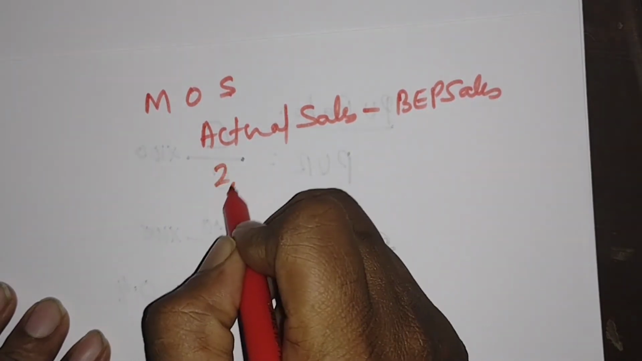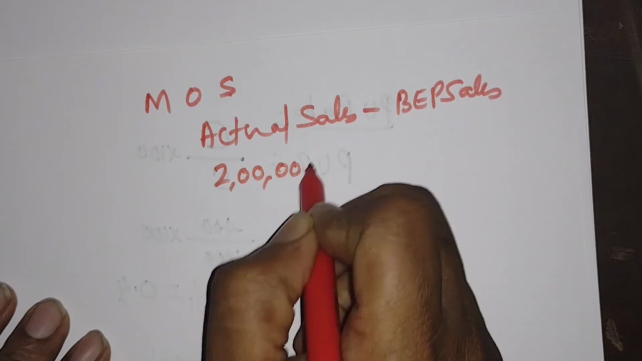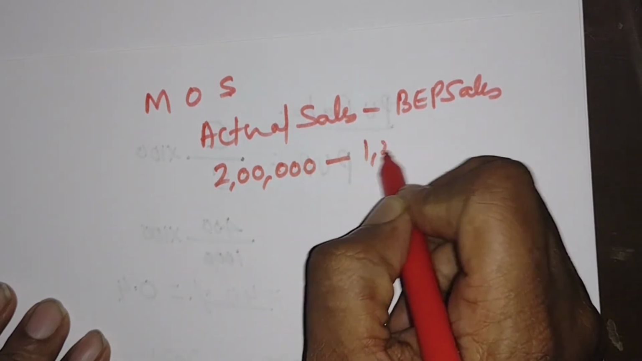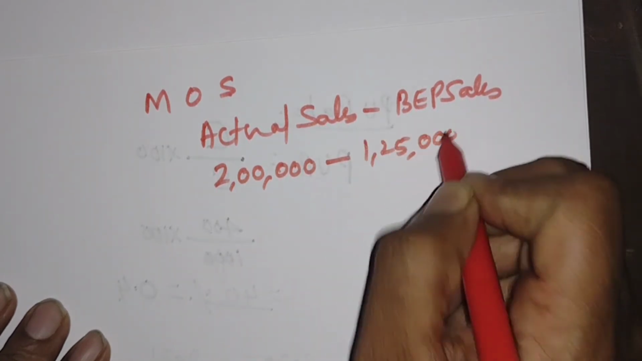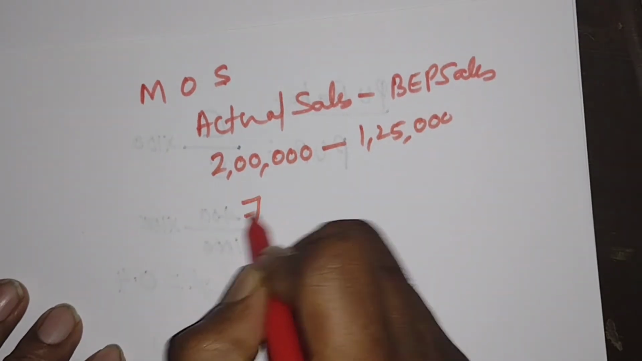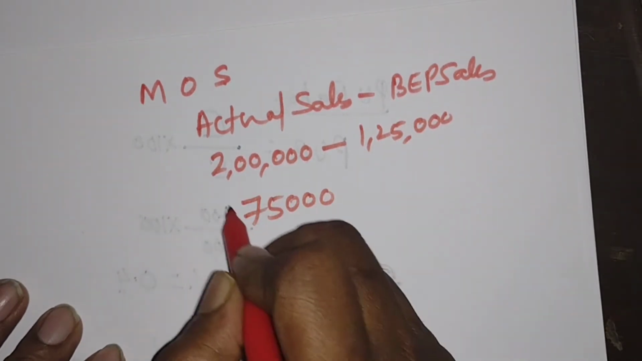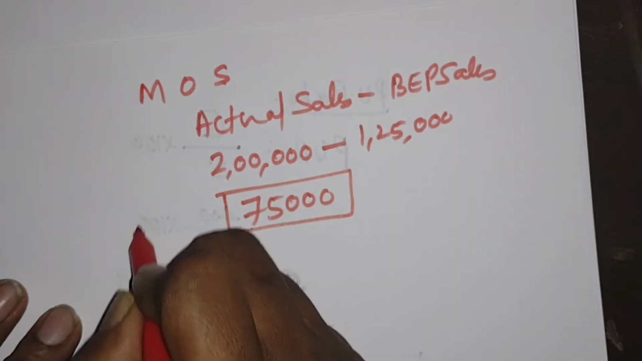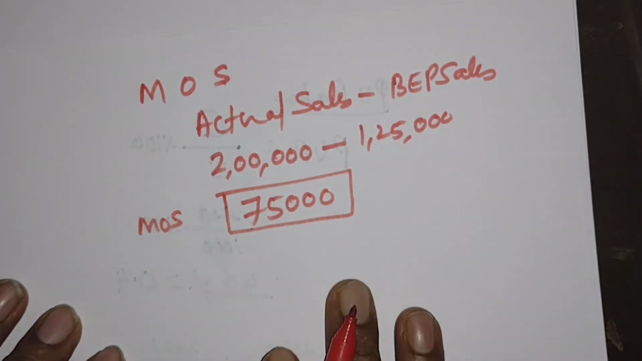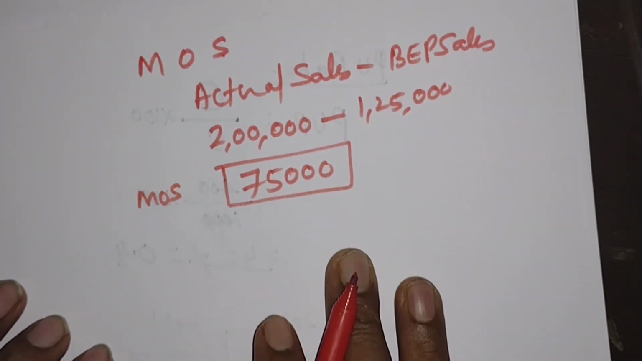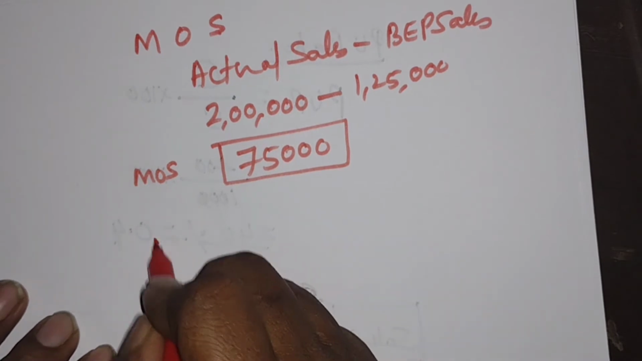The actual sales in the problem I calculated is 2 lakhs, and the BEP sales we have calculated is 1,25,000. So the answer which I got is 75,000. This is the margin of safety. The same thing can be calculated with another alternative formula.